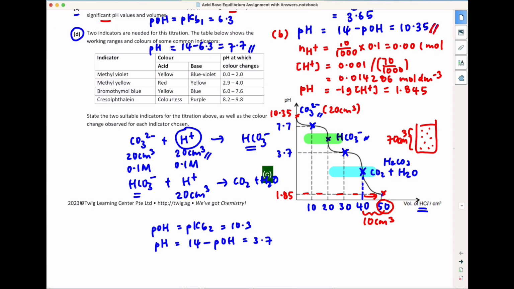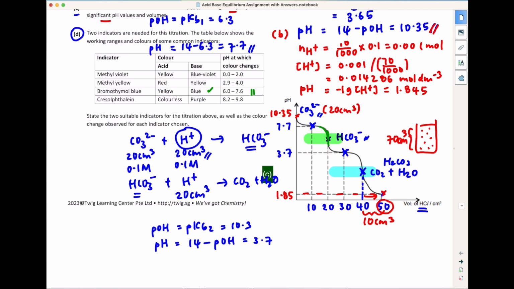So the first equivalence, let's take a look. Okay, the first equivalence, you notice the change, right? It's somewhere between 3.7 to 7.7. So we're going to take a look, 3.7 to 7.7. I think the best answer is this. All right. So it started from a base, and then it will change. It becomes more acidic, right? As you add the acid, it becomes more acidic. So the color should be blue to yellow, but you don't write blue to yellow.